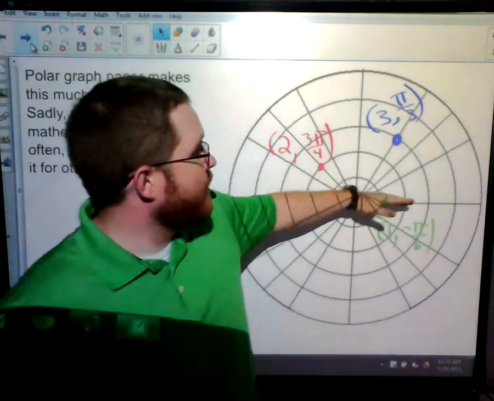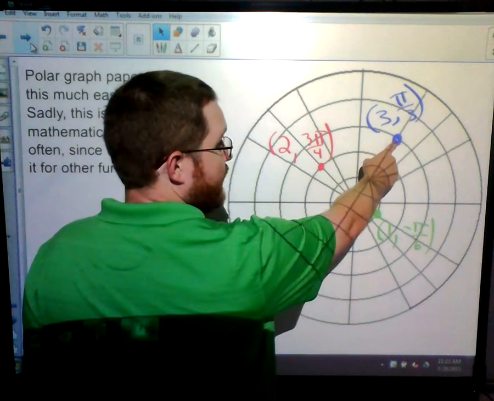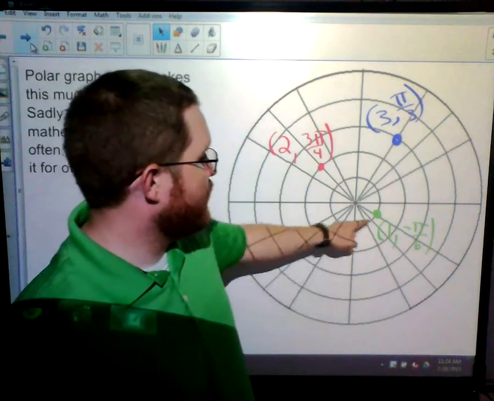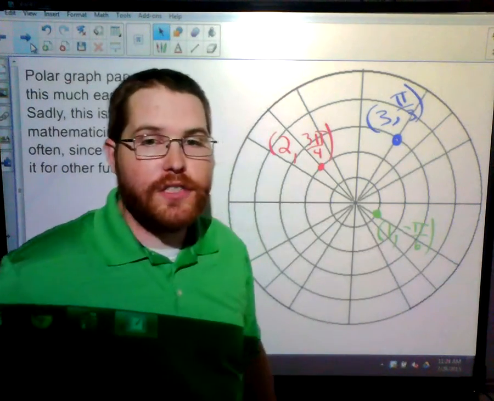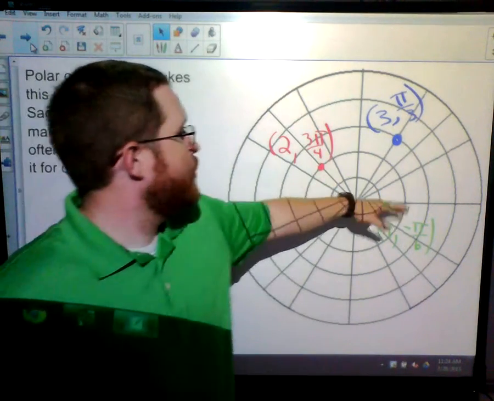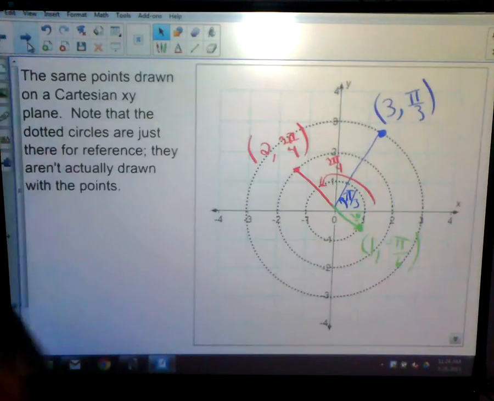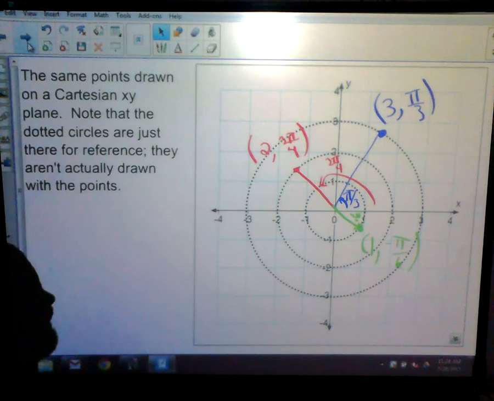So this would be the point 3 comma pi over 3 because it's 1, 2, 3 radius and it's pi over 3 around. This would be the point 1 comma negative pi over 6 because it's 1 and you've gone down pi over 6. 2, 3 pi over 4. Sadly, they're not going to let you use those. You're going to have to figure out how to draw them on a regular graph. So we need to be able to convert from polar coordinates to rectangular coordinates.